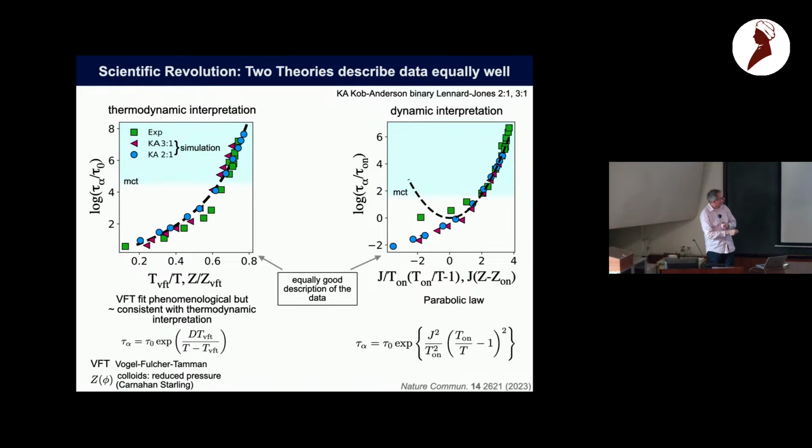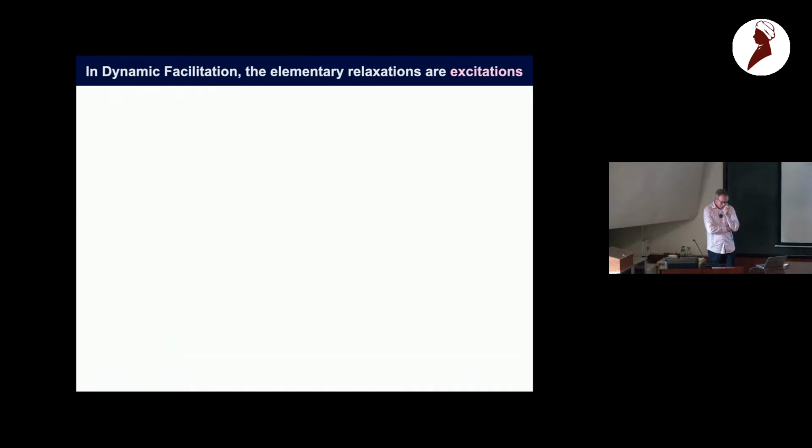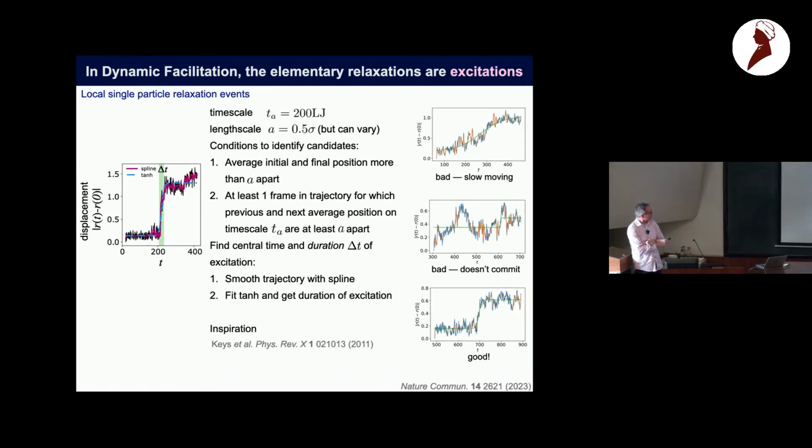But what I want to talk about more is this one, and what is the mechanism of relaxation in the dynamic facilitation picture. So the unit of relaxation in facilitation is an excitation. An excitation is a local single particle relaxation event.